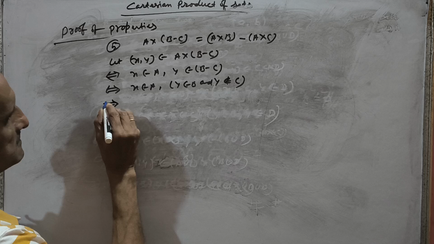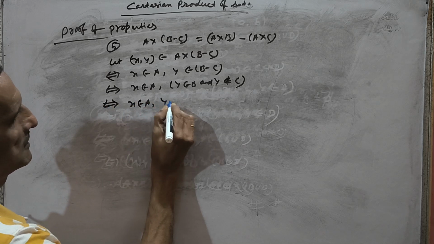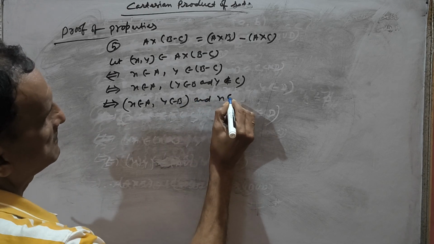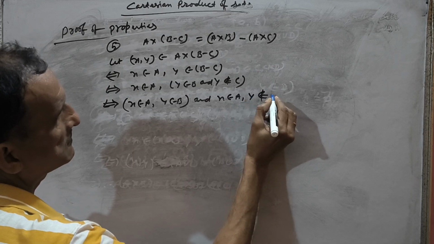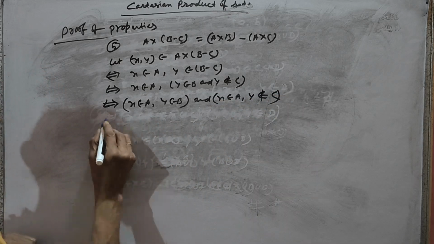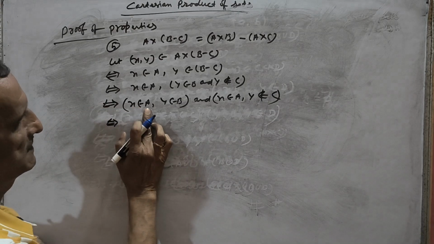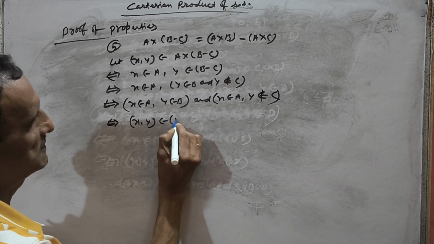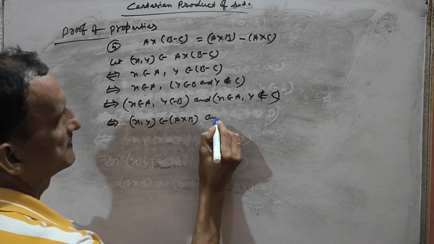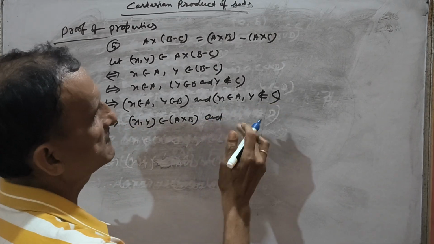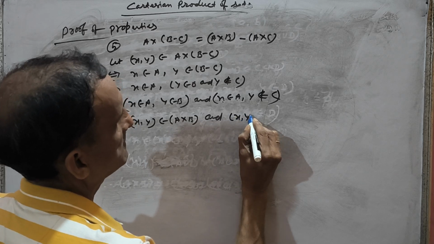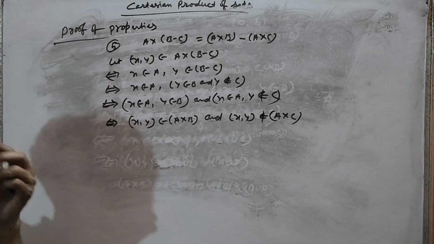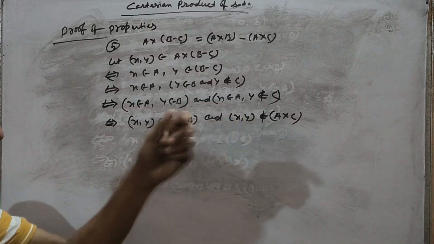Now distribute. X belongs to A, Y belongs to B together, and X belongs to A, Y does not belong to C. What is the meaning? X is in A, Y in B, then the ordered pair (X, Y) belongs to A cross B. And here X is in A but Y is not in C. If Y is not in C, then the ordered pair (X, Y) does not belong to A cross C. Understood?